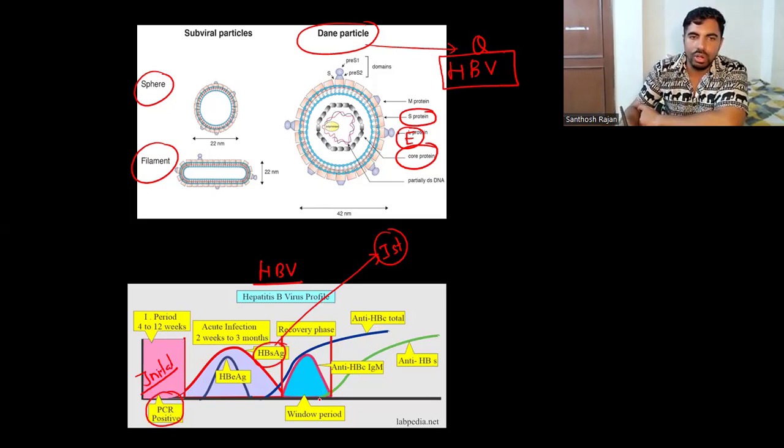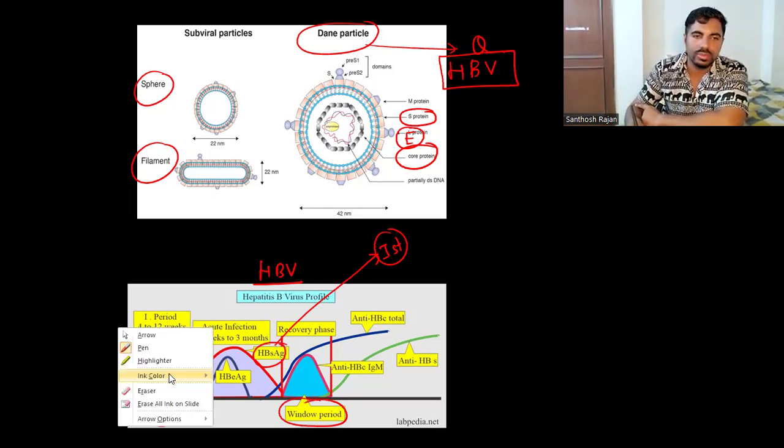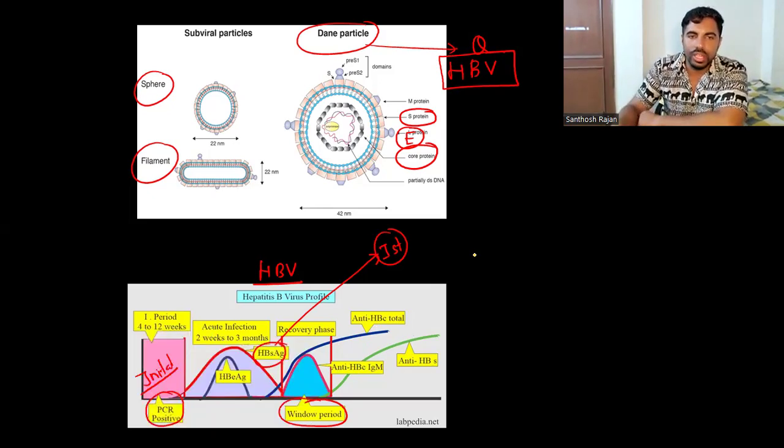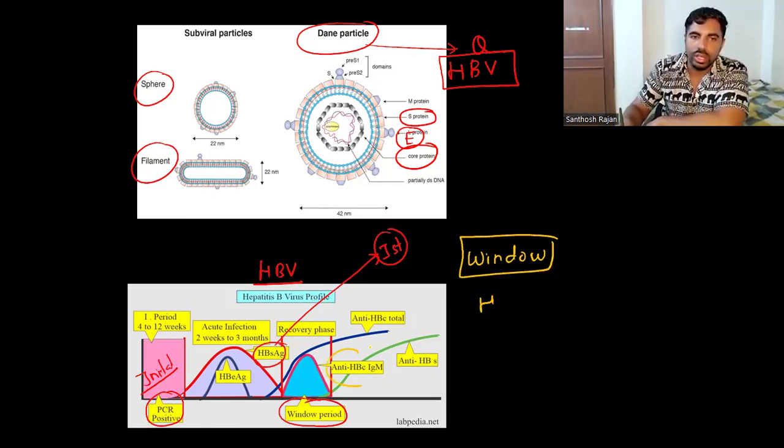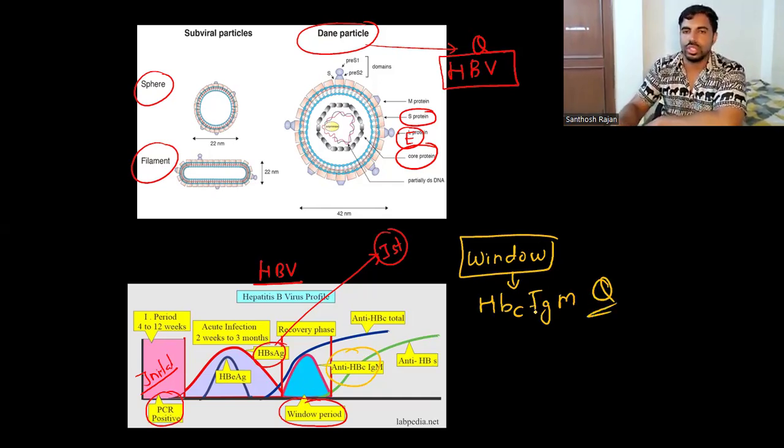So there is a period called the window period. The question asked is, in the window period, which is the best? In the window period of hepatitis B infection, the best one is Anti-HBc IgM. That will start to rise. So in the window period, just this one, this blue color mark, this could be a question. That's it. The best in the initial stage is PCR.